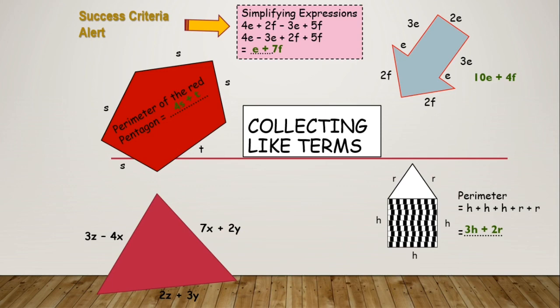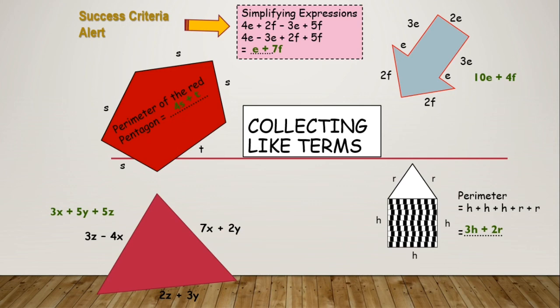Now this one here is a good extension question. So we've got x terms, we've got y terms, and we've got z terms. So you add the x's together first. You've got 7x minus 4x, that will be 3x. And then you've got 2y plus 3y, that will be plus 5y. And then you've got 3z plus 2z, that will be plus 5z. Okay, and that's how you work it out.